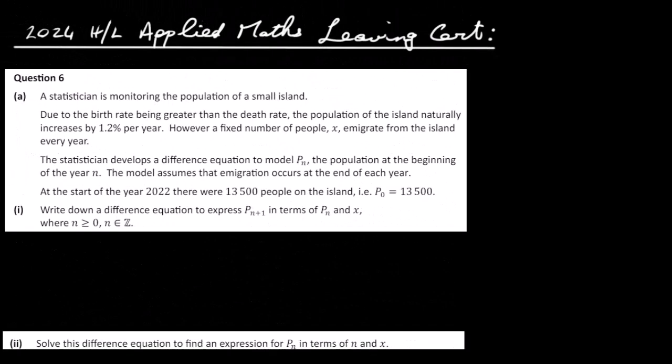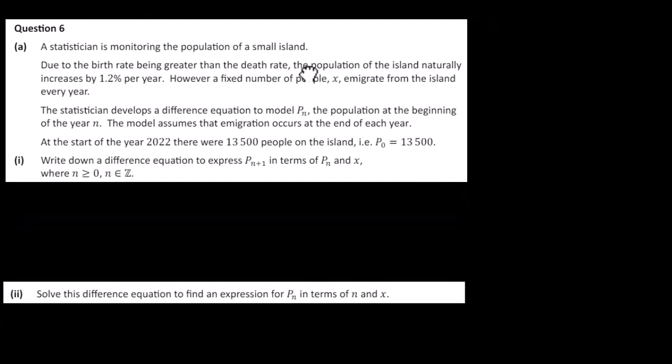Okay, so this is the 2024 Higher Level Applied Maths Leaving Cert Paper Question 6. A statistician is monitoring the population of a small island. Due to the birth rate being greater than the death rate, the population of the island naturally increases by 1.2% per year. However, a fixed number of people, x, emigrate from the island every year.